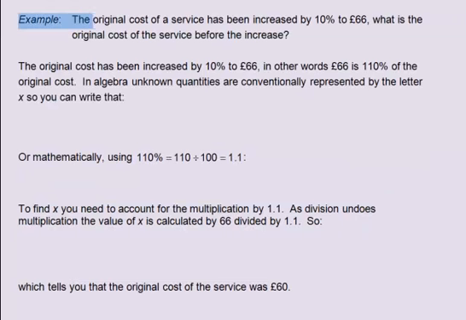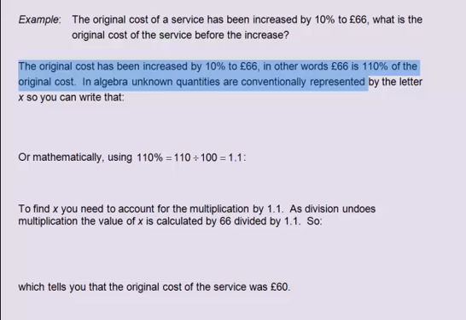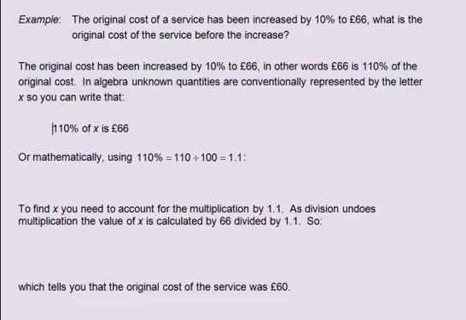Example: the original cost of a service has been increased by 10% to £66. What is the original cost of the service before the increase? The original cost has been increased by 10% to £66. In other words, £66 is 110% of the original cost. In algebra, unknown quantities are conventionally represented by the letter x, so you can write that 110% of x is £66.